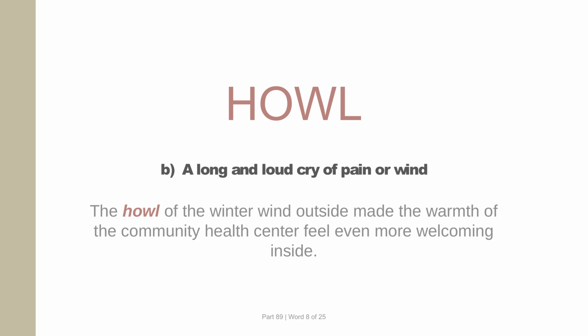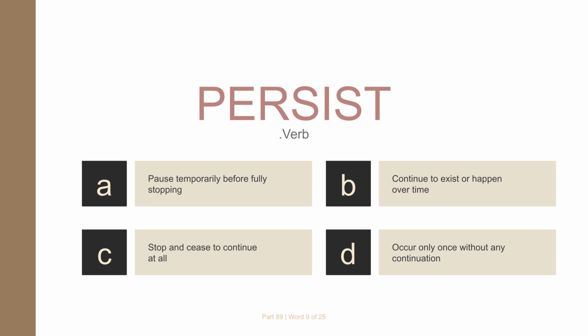Question 9. What is the meaning of persist? Option A. Pause temporarily before fully stopping. Option B. Continue to exist or happen over time. Option C. Stop and cease to continue at all. Option D. Occur only once without any continuation.